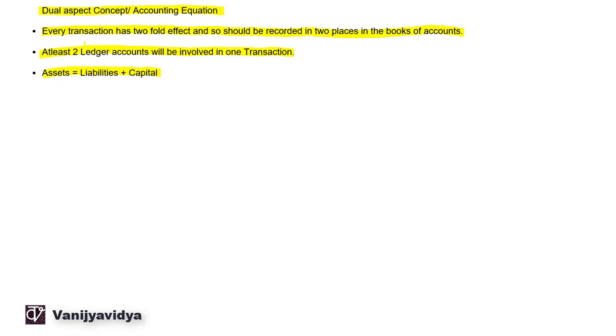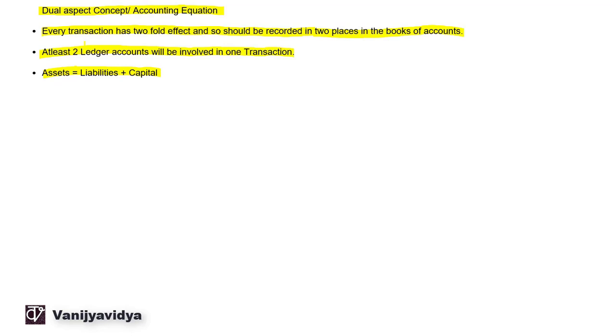Now, assets are resources of the firm and liabilities plus capital are the sources of the funds. So, at any point of time, your assets should be equal to liabilities plus capital. Now, this equation is known as accounting equation.